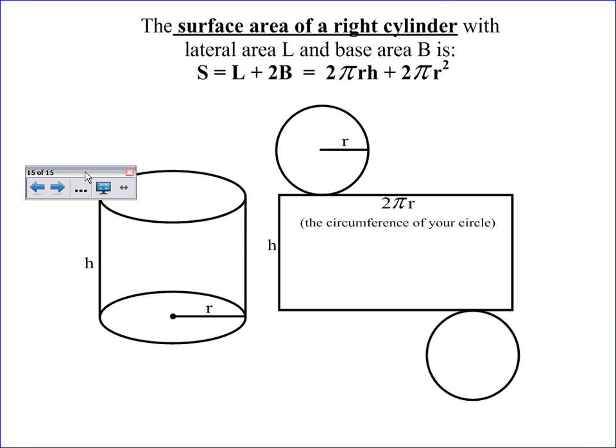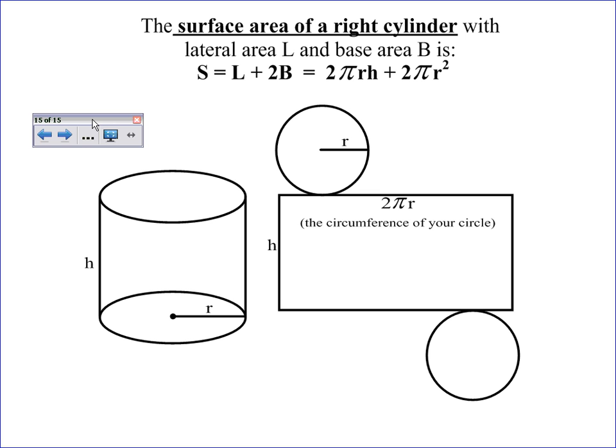Surface area of a right cylinder is lateral area plus the two bases. Well, the bases in a cylinder are circles. So this formula actually doesn't change depending on the bases because the base is always a circle. So its formula is 2 pi rh plus 2 pi r squared.